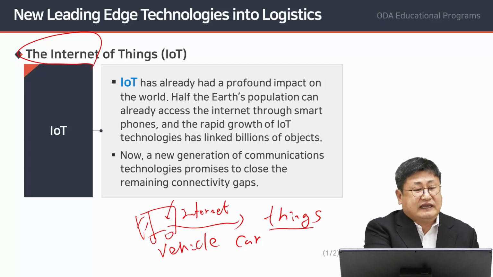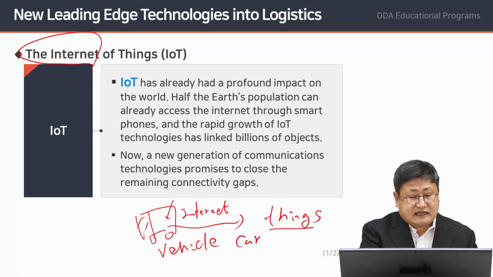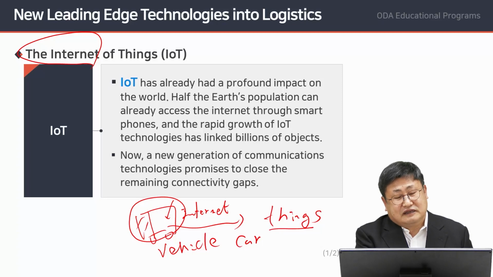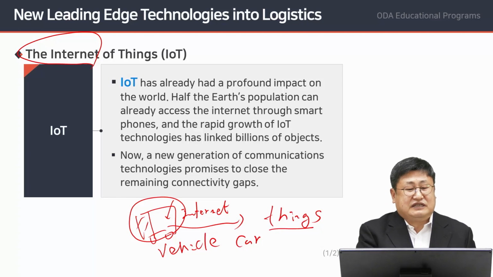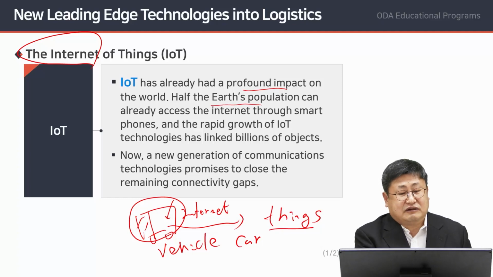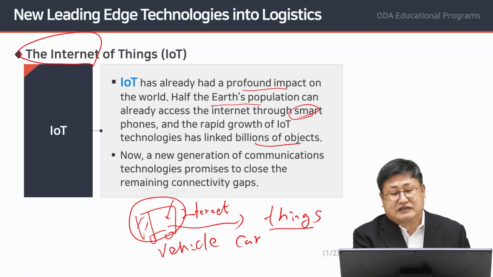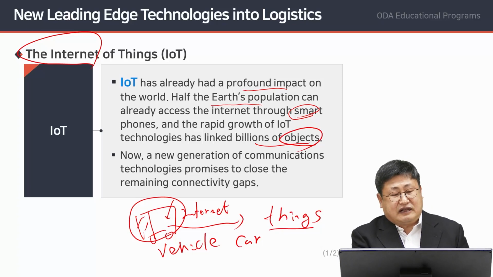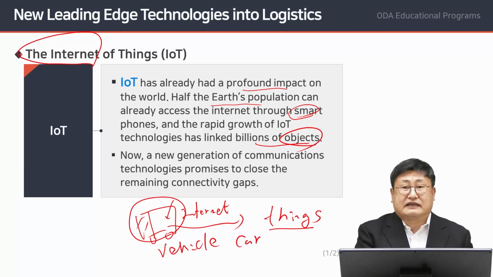And so the Internet of Things, IoT, itself could have some communication technology in the vehicle. The vehicle itself could be called the thing, right? That's why the IoT has already had a profound impact on the world. Half the Earth's population can already access the internet through smartphones, okay? And the rapid growth of IoT technology has linked millions of objects. This is one of the objects. Now, a new generation of communication technology promises to close the remaining connectivity gaps, right?